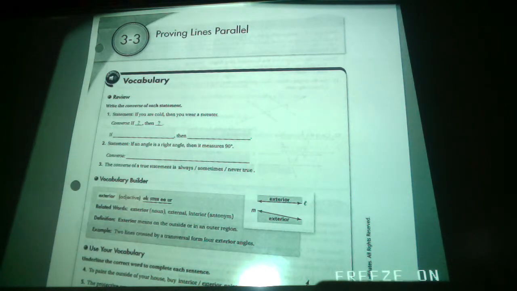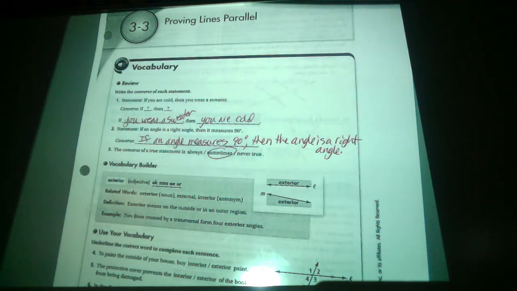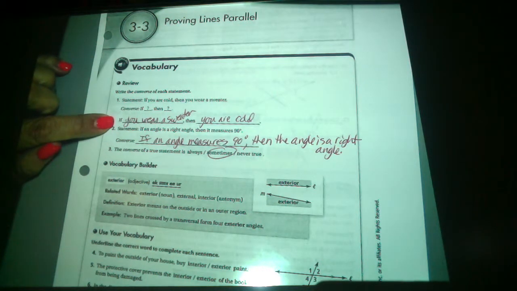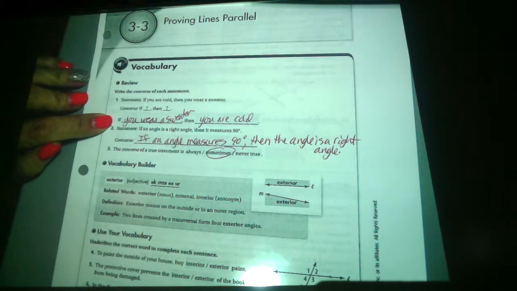All right, so here are your converses. If you wear a sweater, then you are cold. If an angle measures 90 degrees, then the angle is a right angle. The converse of a true conditional statement is sometimes true. Would you consider this one true or false? Do you know people who wear a sweater and they're not cold? Maybe he's trying to sweat it out. There are people who wear a sweater and they're not cold.